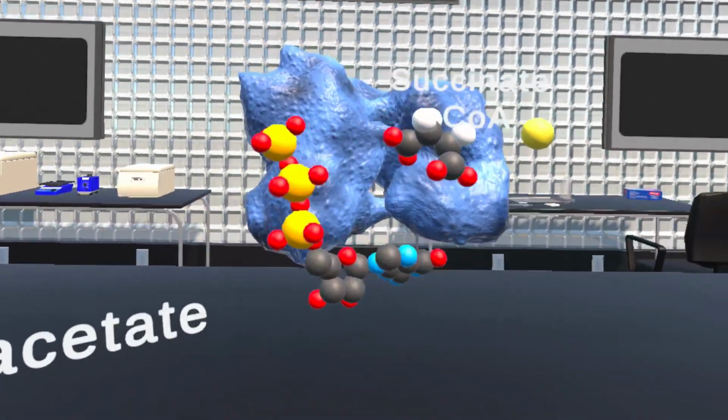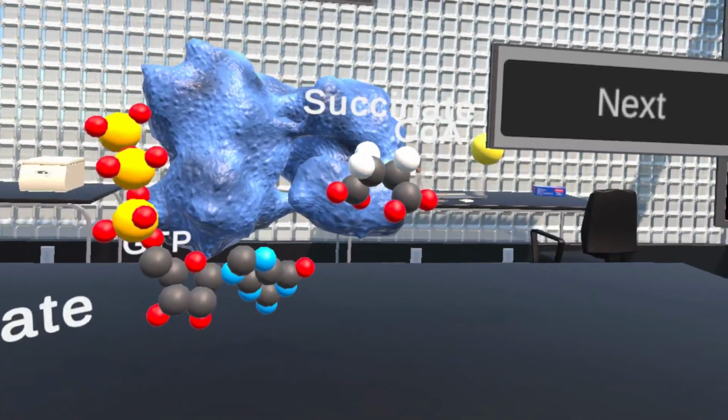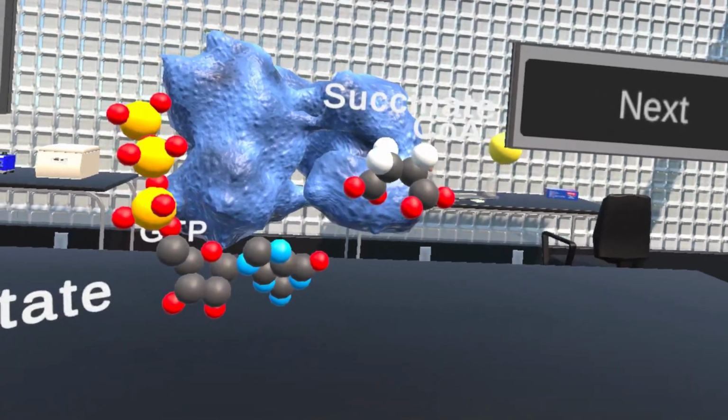So you can see we are left with succinate without the CoA now, and we created a GDP. Let's tally that on our screen for when we talk about our ATP production.